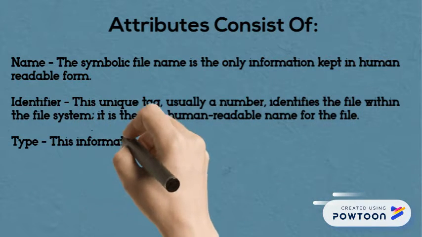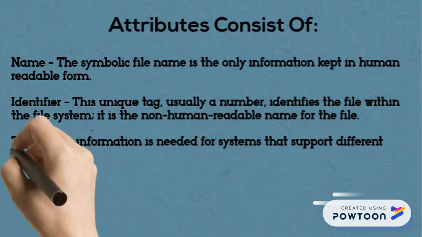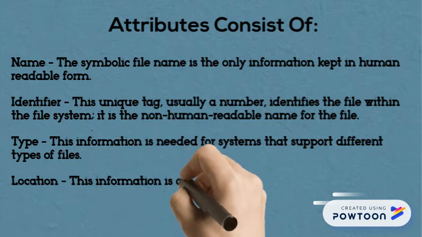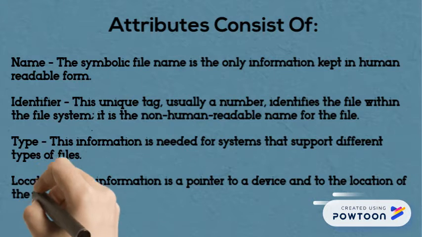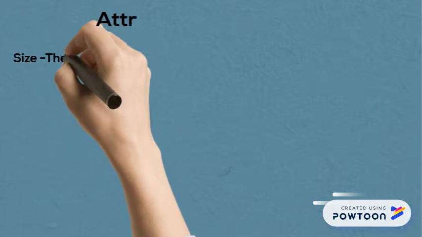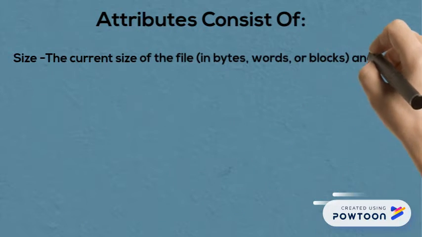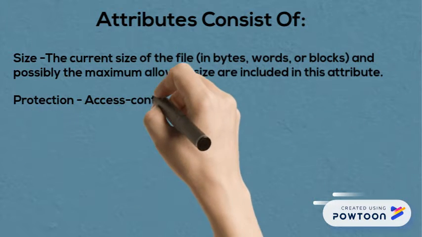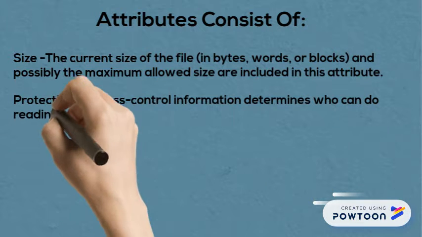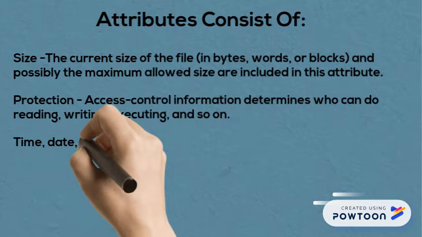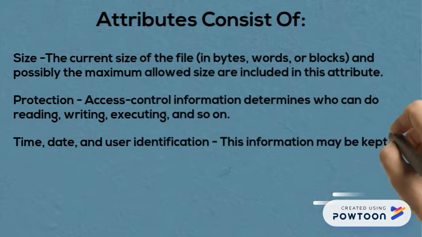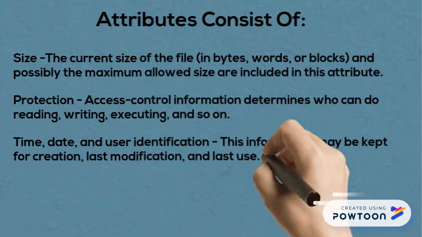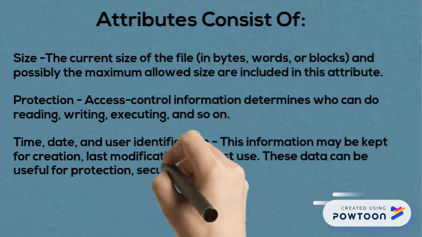Type is needed for systems that support different types of files. Location is a pointer to a device and to the location of the file on that device. Size is the current size of the file and possibly the maximum allowed size. Protection is access control information that determines who can do reading, writing, executing, and so on. Time, date, and user identification is kept for creation, last modification, and last use. It's also useful for protection, security, and usage monitoring.